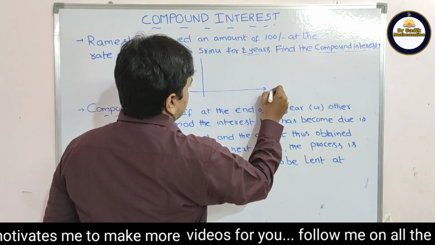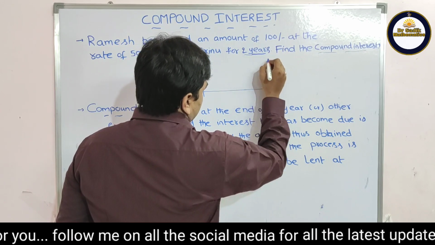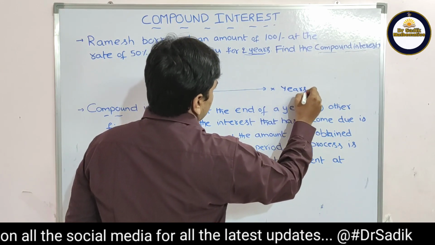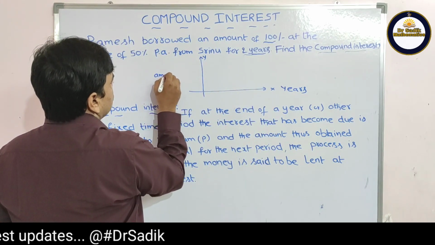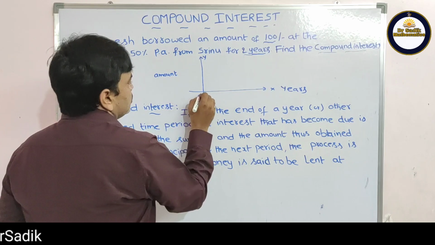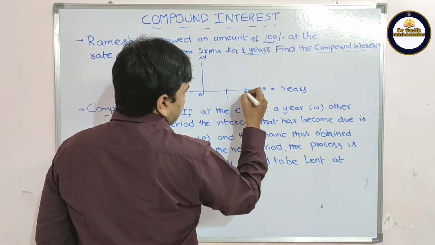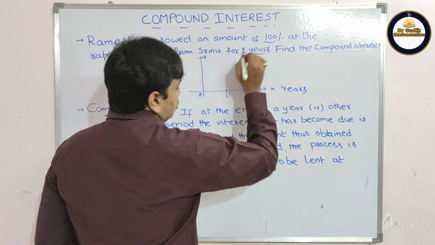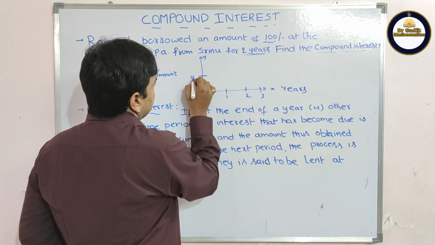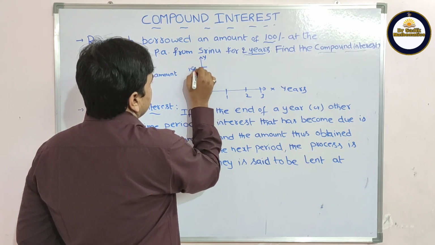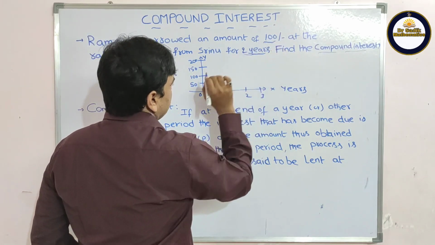Say this is the x-axis and this is the y-axis. On the x-axis I want to take years, and on the y-axis I want to take amount. So 0, then 2 years: 1, 2, 3, etc. For the amount, I want to take here 50, 100, 150, 200. Initially the amount is 100 rupees.